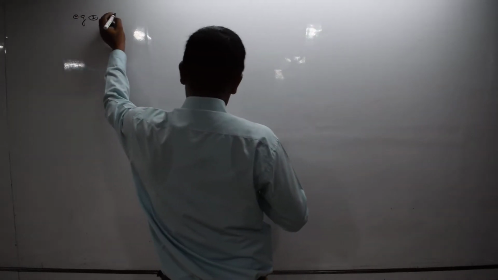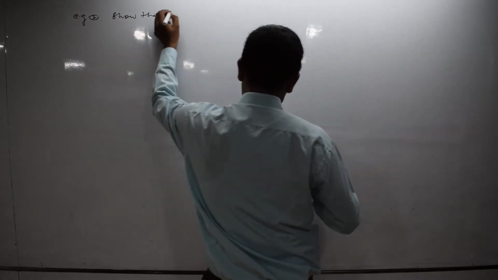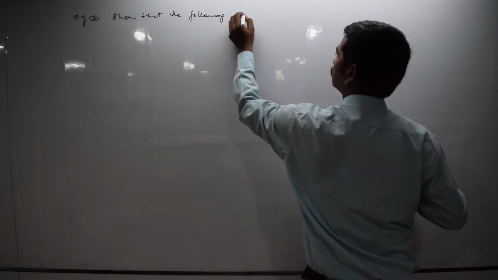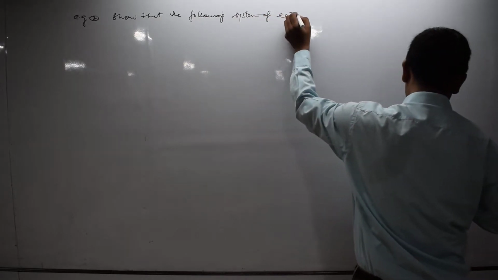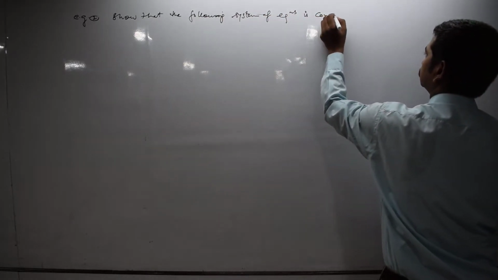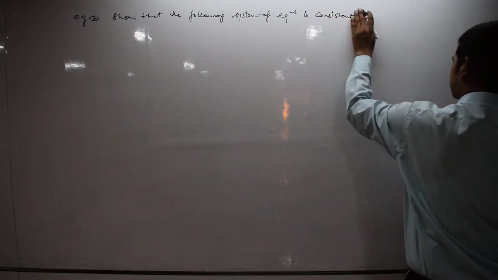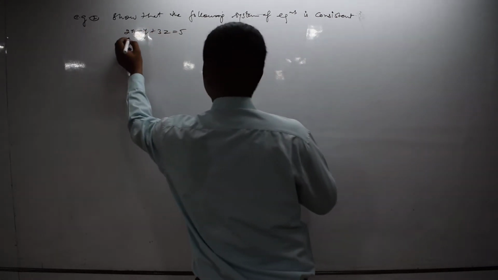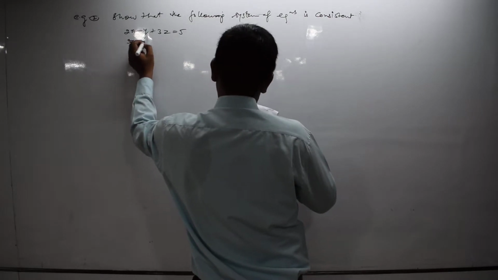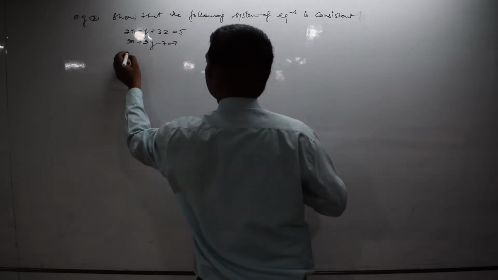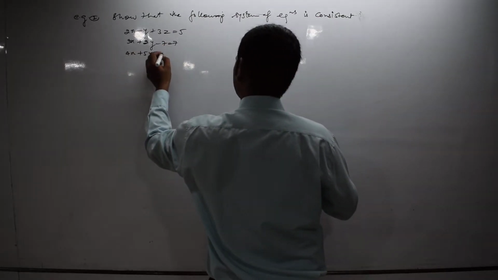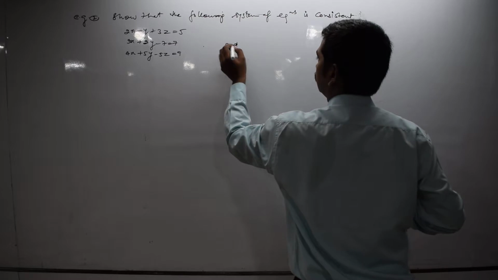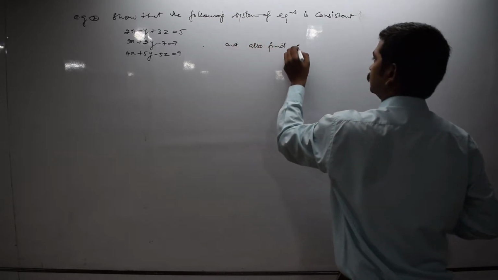Another example: show that the following system of equations is consistent. The equations are 2x minus y plus 3z equals 5, next 3x plus 2y minus z equals 7, and 4x plus 5y plus 5z equals 9, and also find the solution.